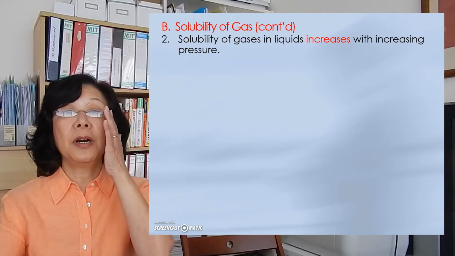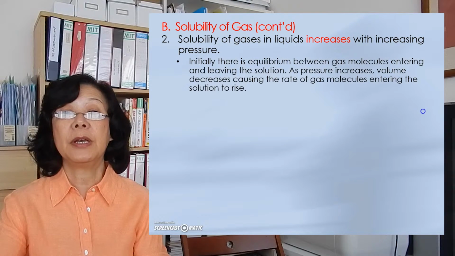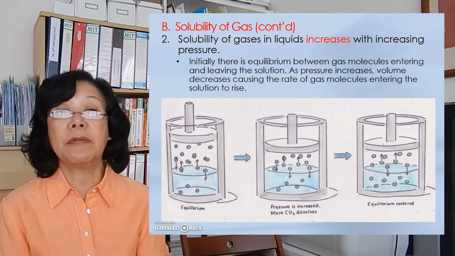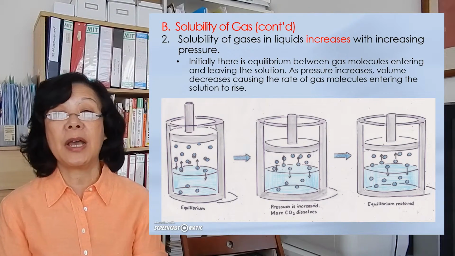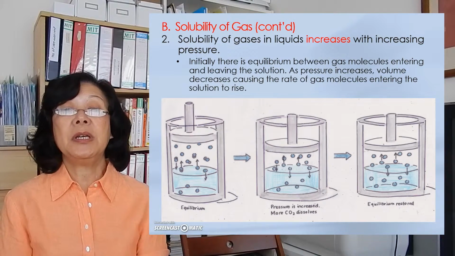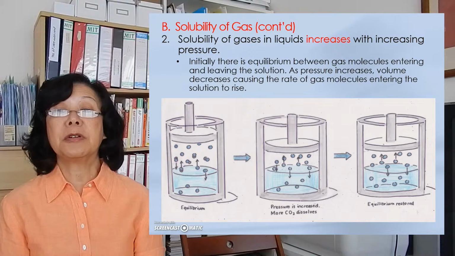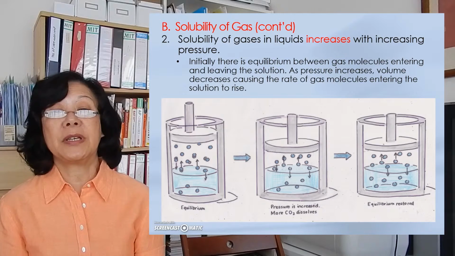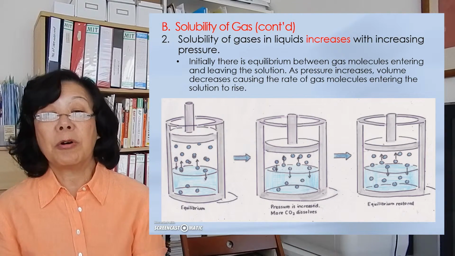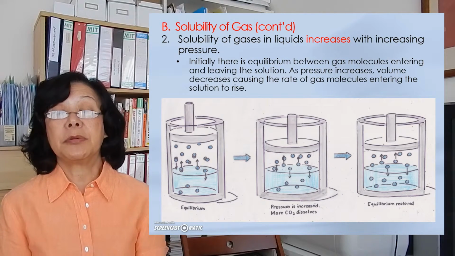Now, solubility of gases in liquid also increases with increasing pressure. And I think the following diagram will explain why. Initially, you have an equilibrium situation between the gas and the liquid. Now, as we increase the pressure and the volume becomes smaller and smaller, that's pushing more of the gas molecules, like CO2, into the water to form a solution. So solubility would increase with increasing pressure.